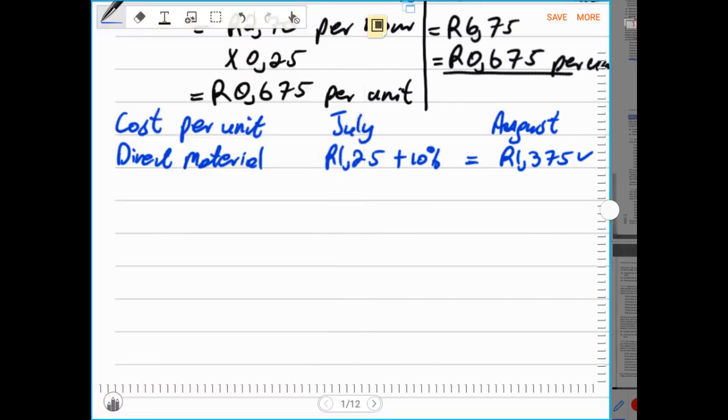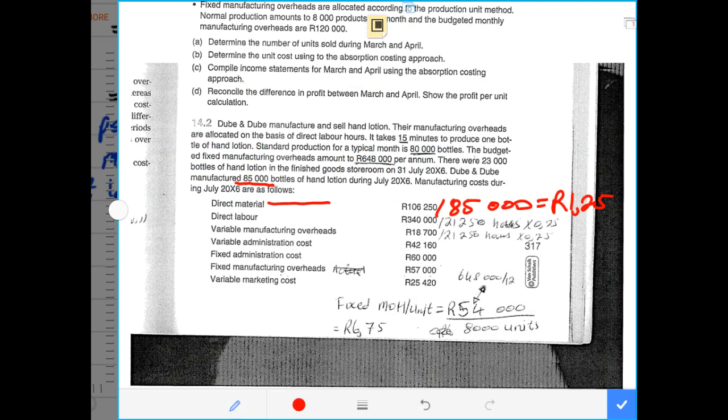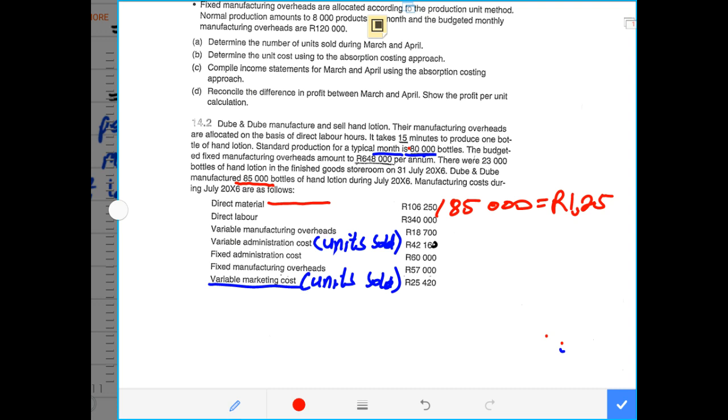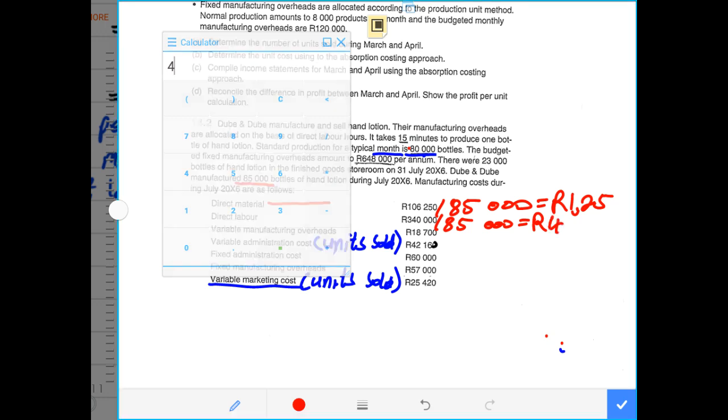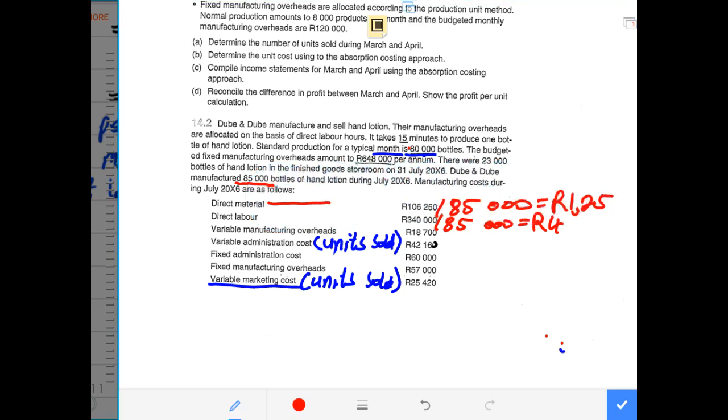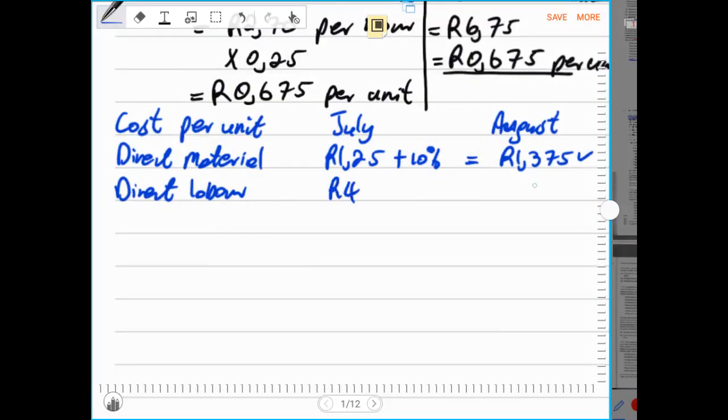So that will be how you calculate the increase in the variable cost. Then after, we need to take into account the direct labor. And when it comes to direct labor, there was no increase. We know that direct labor is a variable cost, and a variable cost remains constant per unit. So if we divide by 85,000, this will give us the total direct labor cost per unit. It will be 340,000 divided by 85,000, and we get 4 rand. There was no increase, so it will be 4 rand in the month of July and 4 rand in the month of August.